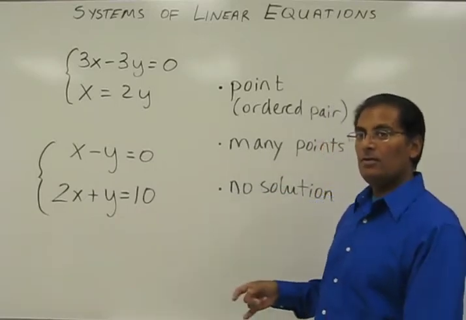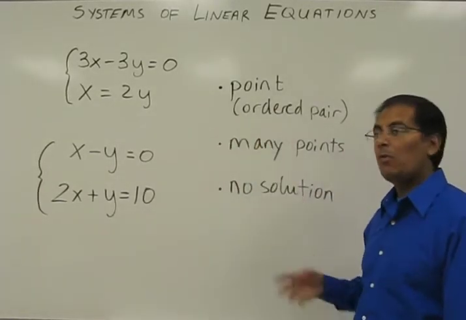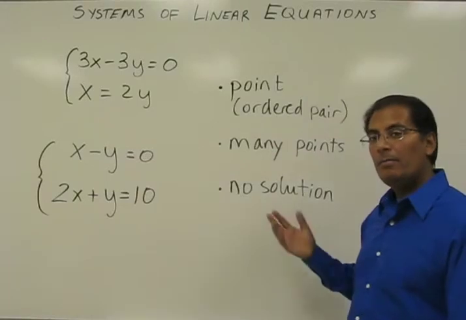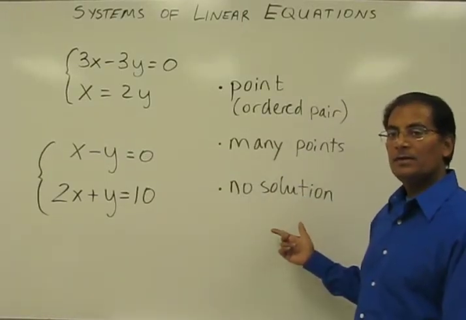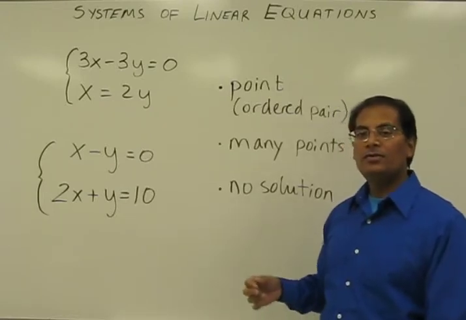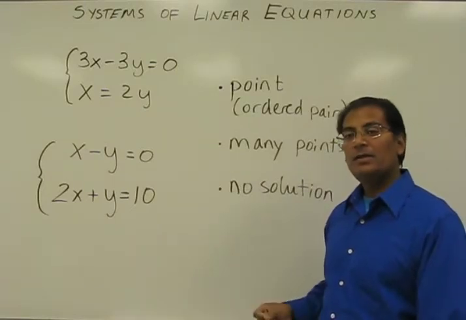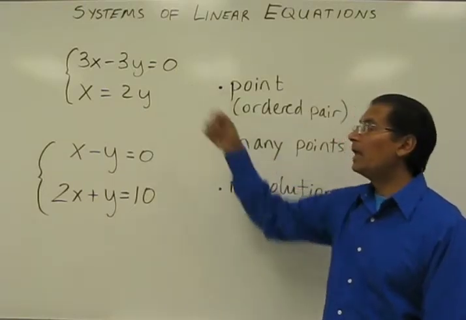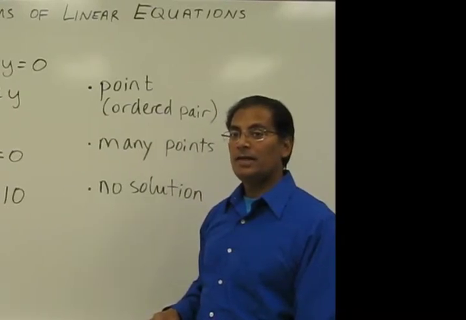There's several types of solutions we can look for. The solution to a system may be a point or an ordered pair. It may be many points, or there may not be a solution. And so we're going to take different methods or different approaches to solving systems of linear equations. The first method is just by graphing lines and finding the intersection. Let's look at that now.